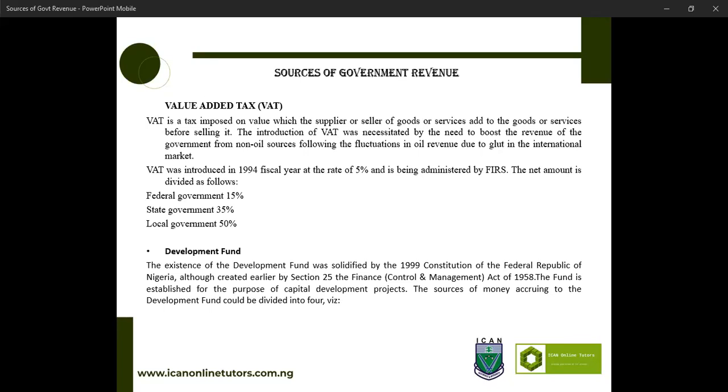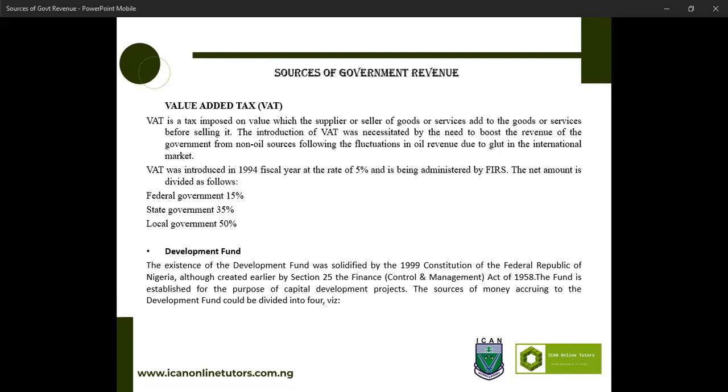7.5%. Please, we need to update that. The current VAT rate is 7.5%, and the implementation has commenced since the 2020 Finance Act. We have 7.5% now. And the net amount will now be divided into three tiers of government. The federal government will be having 15%, state government will be having 35%, and local government will be having 50%.